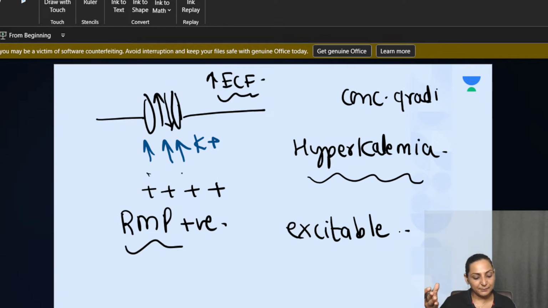So with hyperkalemia, the potassium which is already inside will not move outside, because now the concentration gradient is more in the ECF. So inside potassium need not go outside. So the RMP will become more positive. Similarly, if it is hypokalemia, then the RMP will be more negative. The inside will become hyperpolarized, because in that case more potassium has to go outside to balance.